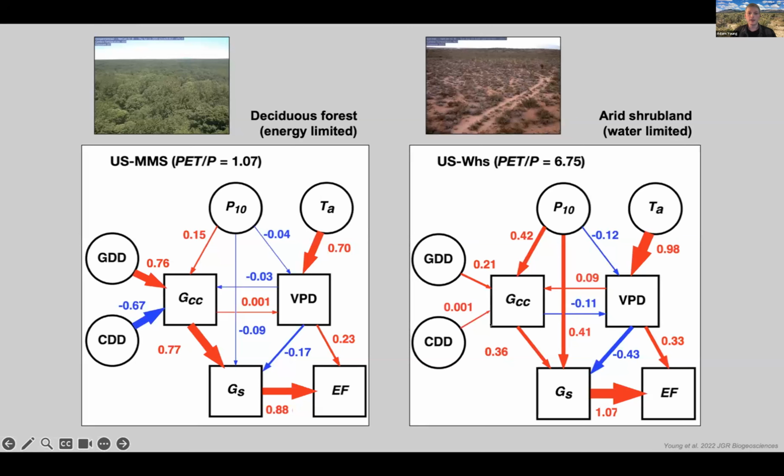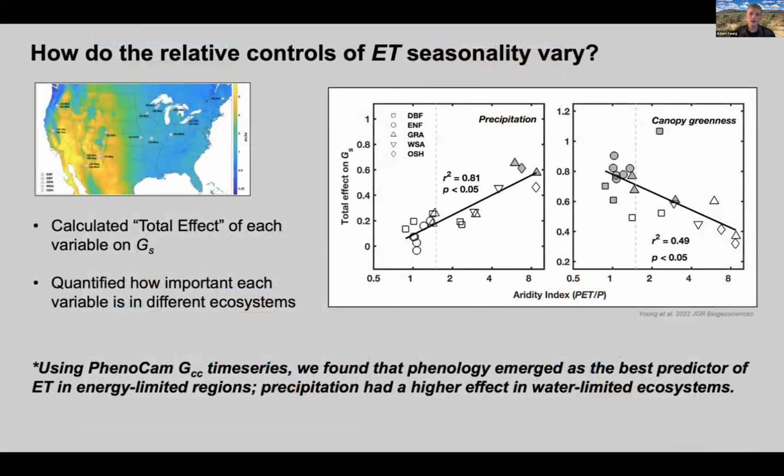And so we were able to use these coefficient values to estimate what's called the total effect of either precipitation or greenness on bulk surface conductance, and then look at that across the entire aridity gradient that exists at a continental scale. The aridity index for each site is listed on the x-axis here. On the left plot, we have the total effect of precipitation on bulk surface conductance, and on the right, we have canopy greenness. And essentially what I want to show is that as we move from these wetter sites to these drier sites, we see a strong indication that the importance of precipitation is increasing, while we see the inverse for canopy greenness.